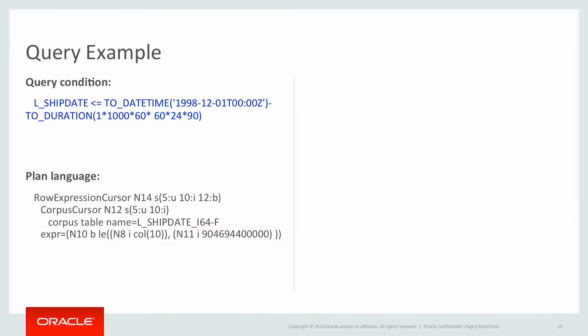In the plan language, this is what it would look like. This is our plan language. So what is it doing here? It's saying, run this row expression on a corpus called ship date. Ship date is an index, a forward index, that's what the F stands for, of 64-bit integers. Go over that corpus, and for each value, run that expression. The n, n10 and n12 are just node numbers. Then you have the type, which is Boolean. Basically, see if the integer entry in column 10 is less than that constant.